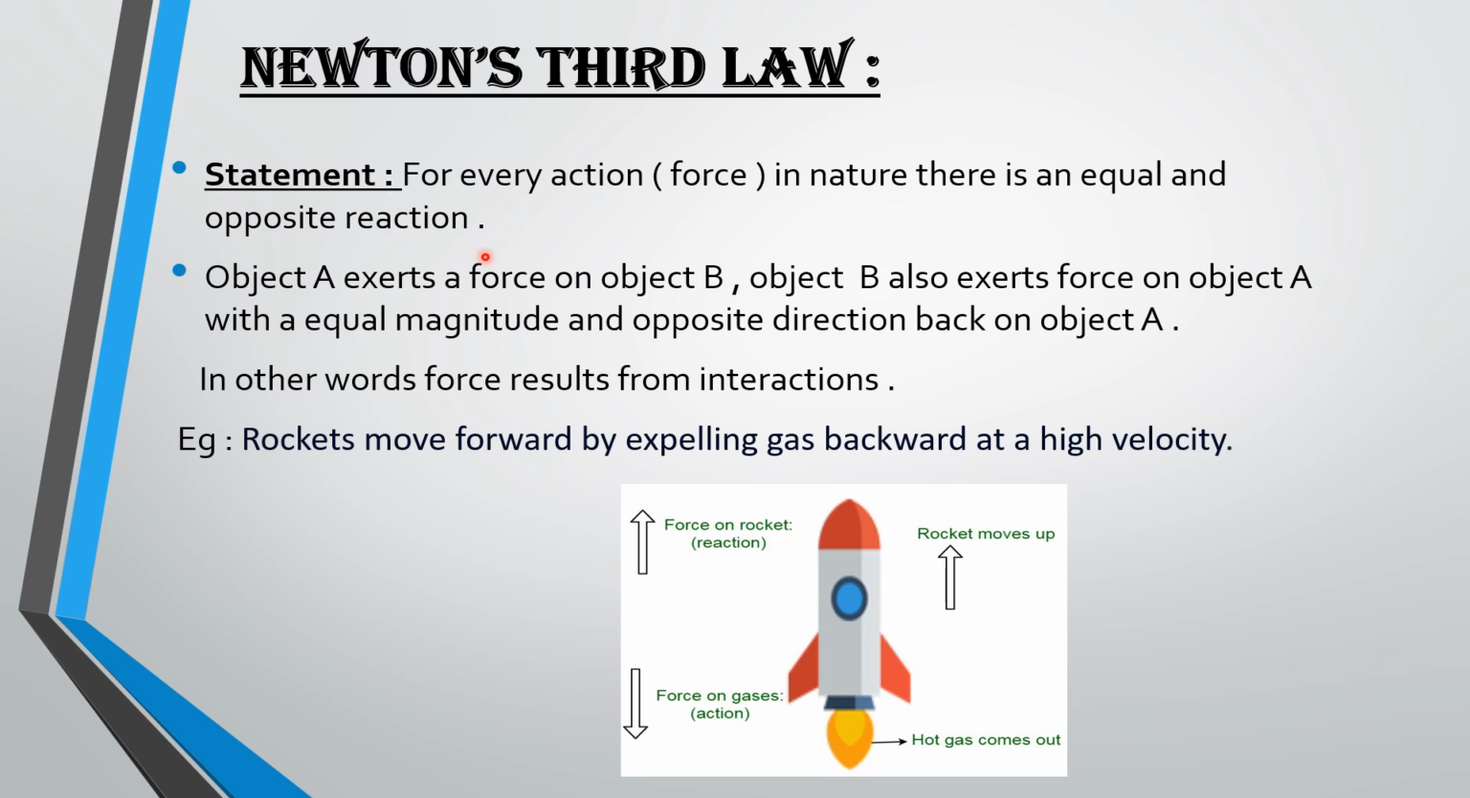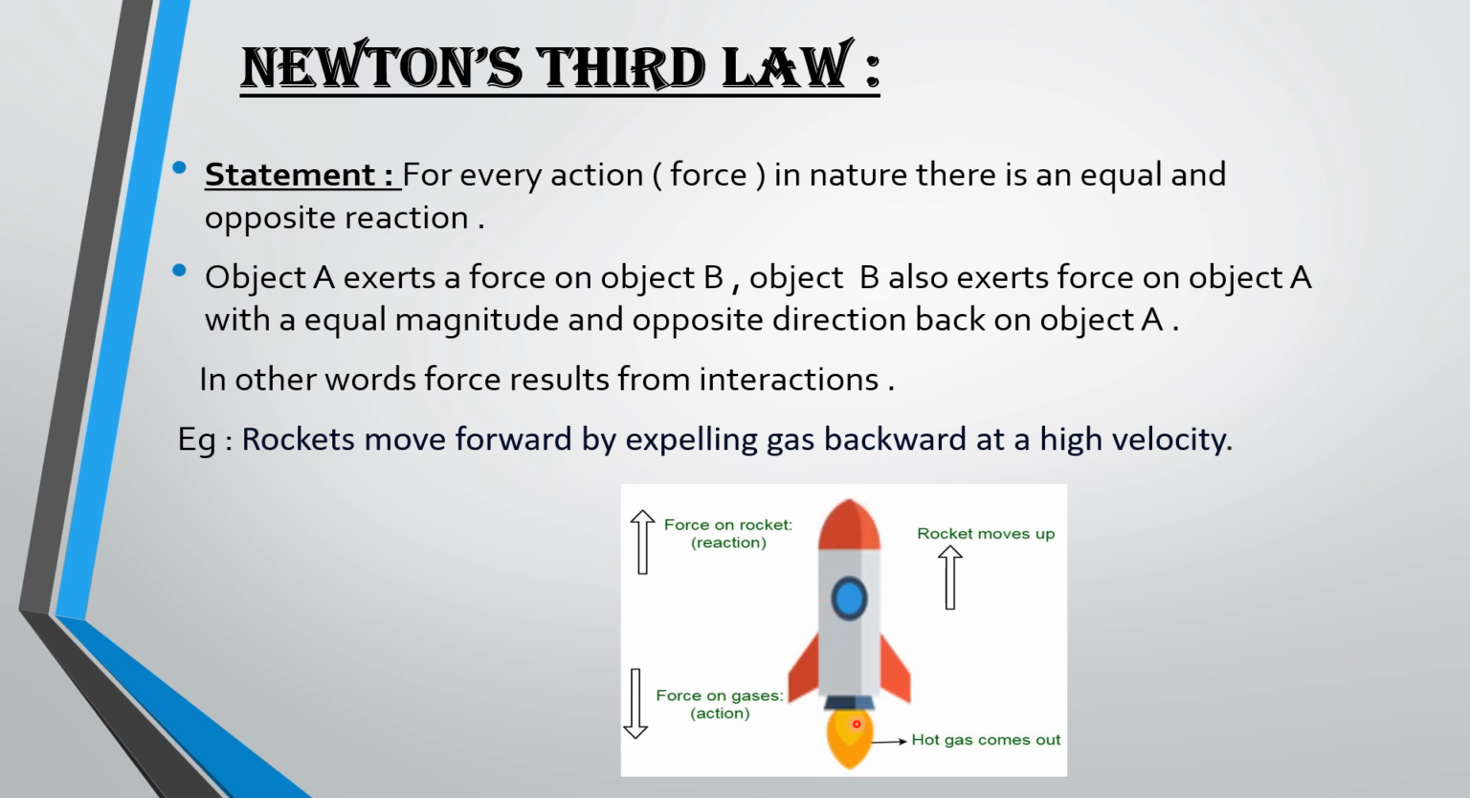So let us understand it with the best example, that is a rocket. Let an object A exert a force on object B. What happens? Object B also exerts a force on object A with equal magnitude and opposite direction. So the force results from the interaction. Take the good example of a rocket. A rocket moves forward by expelling gas backward at a high velocity. By expelling the gas backward, the rocket performs an action. Due to that expelling, the rocket moves forward. This is the reaction.